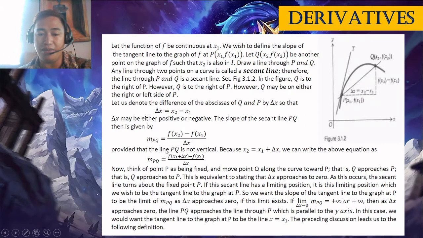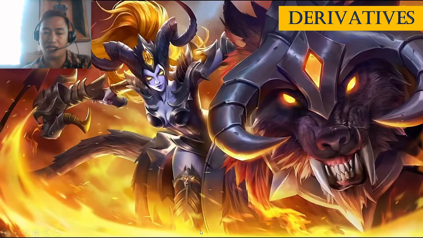If the limit of m sub PQ is positive infinity or negative infinity, then as delta x approaches 0, the line PQ approaches the line through P which is parallel to the y-axis. In this case, we would want the tangent line to the graph at P to be the line x is equal to x sub 1. So the tangent line is this line if the slope limit of m sub PQ is either positive or negative infinity. The preceding discussion leads us to the following definitions.